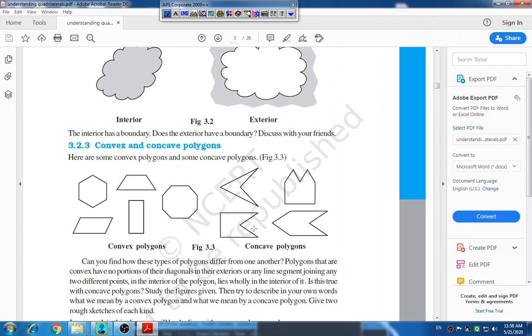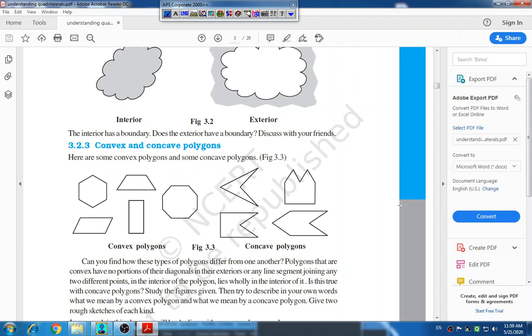Can you find how these types of polygons differ from one another? In convex polygons, no portions of their diagonals lie in the exterior, and any line segment joining any two different points in the interior of the polygon lies wholly in the interior of it. Is this true with concave polygons? Study the figures given, try to describe it in your own words, and write this in your notebook.